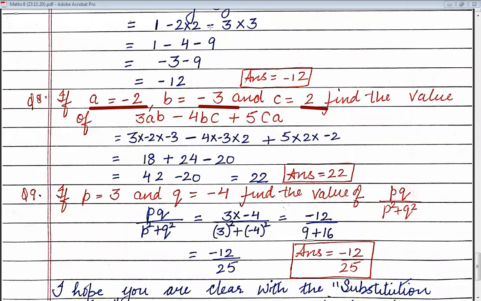Let us substitute the value of these variables in the given expression. So now let us substitute 3 multiply minus 2 multiply minus 3, because A is minus 2 and B is minus 3. Now next term, minus 4 multiply minus 3 multiply by 2. Now last term, 5 multiply 2 multiply minus 2.